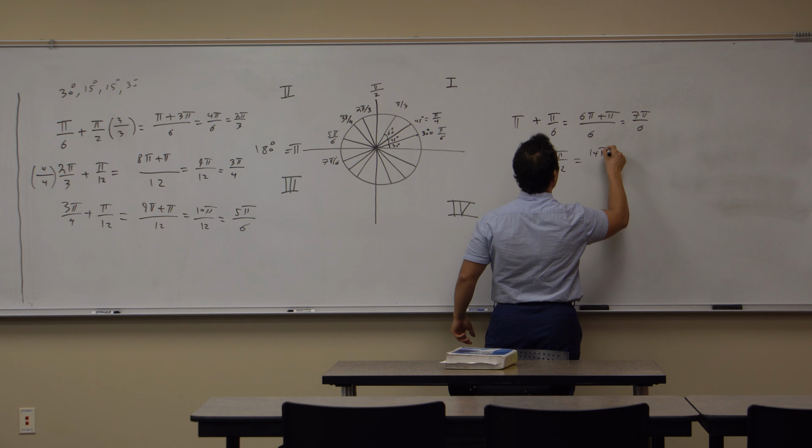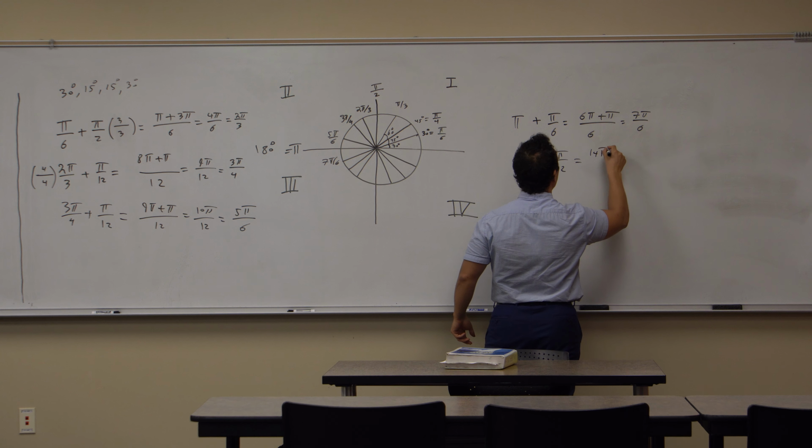Okay, 15 pi all over 12. Well, what does that reduce to? Well, 15 is 3 times 5, and 12 is really 3 times 4. The 3's cancel. This reduces to 5 pi over 4. Now, we get our 5 pi over 4.